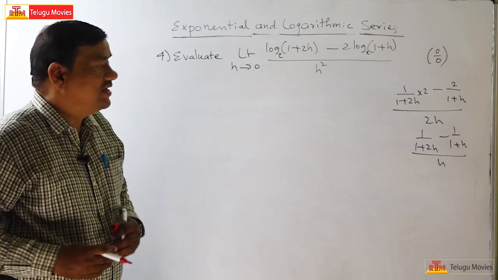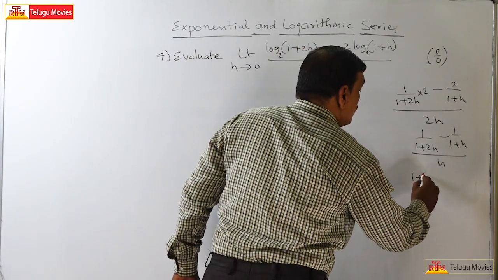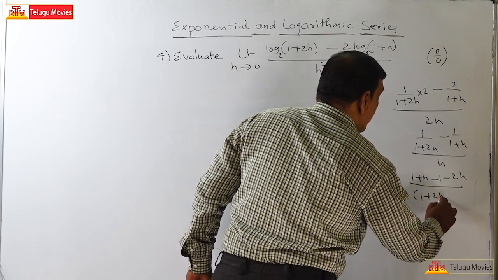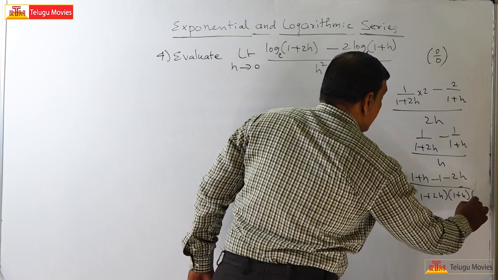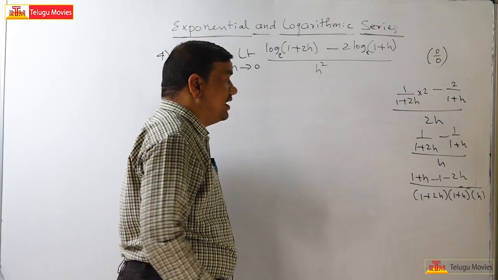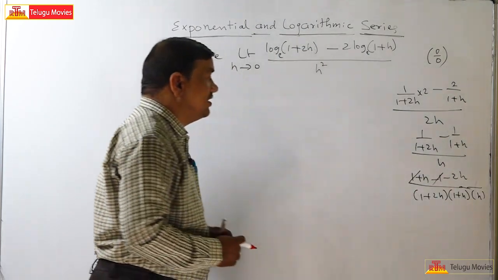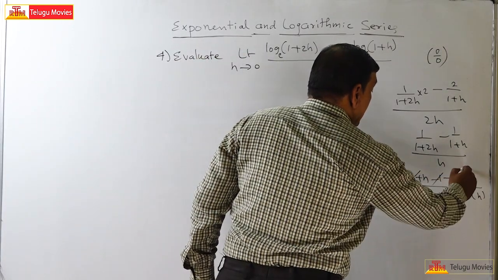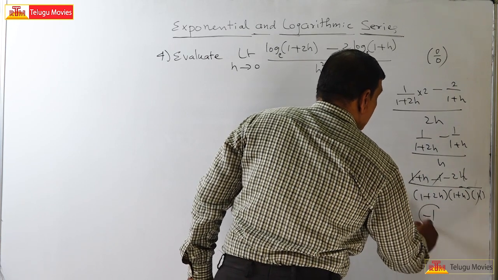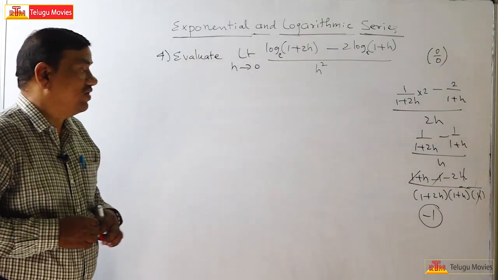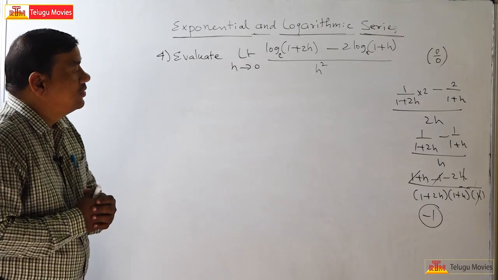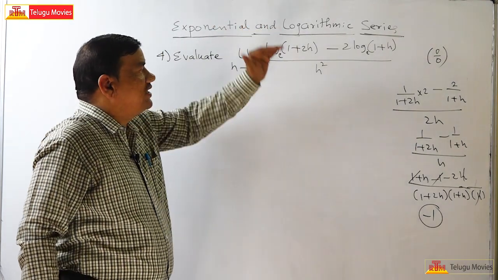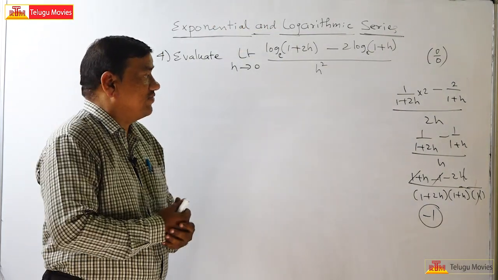Now take the numerator LCM. So this is equal to 1 plus h minus 1 minus 2h, by (1 plus 2h) into (1 plus h) into h. Here plus 1 minus 1 will cancel. h minus 2h is equal to minus h. Minus h also cancels. Minus 1 will be the final answer. So the final answer is minus 1, by taking the numerator and denominator differentiation separately.